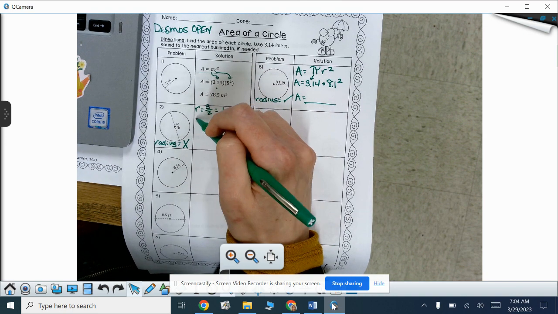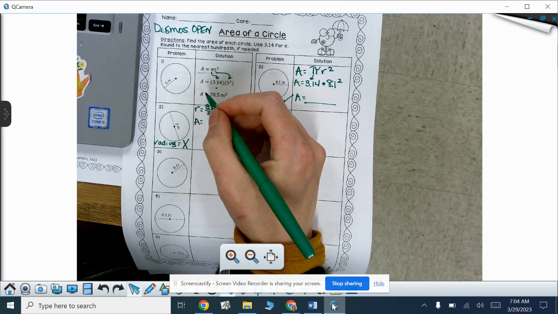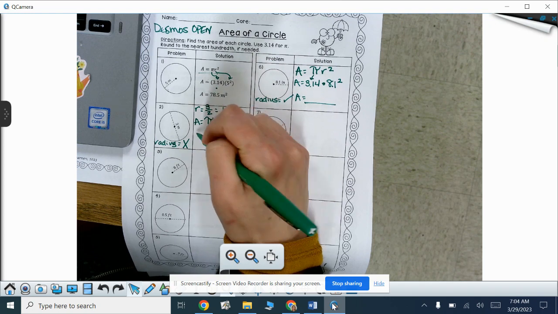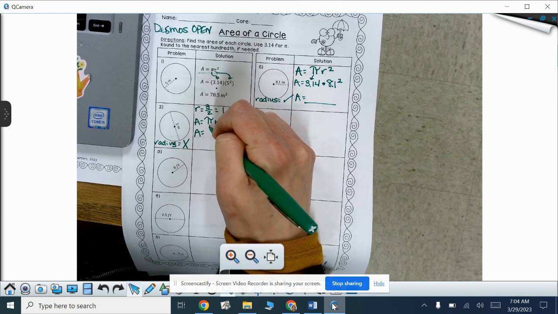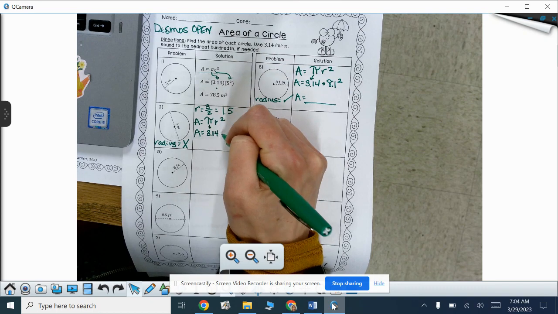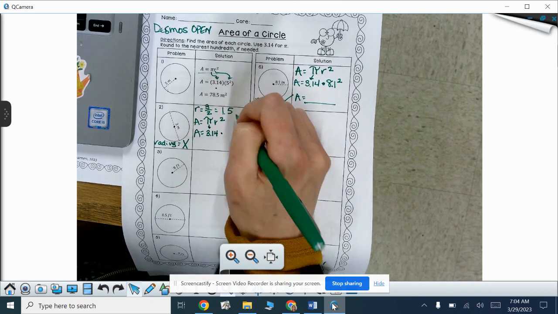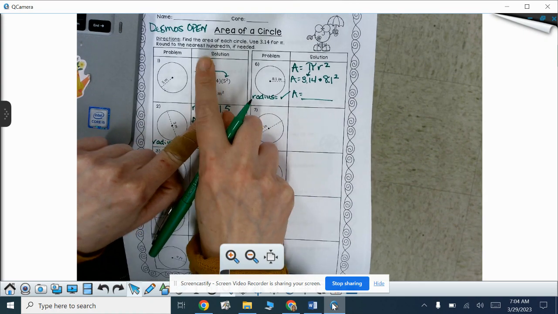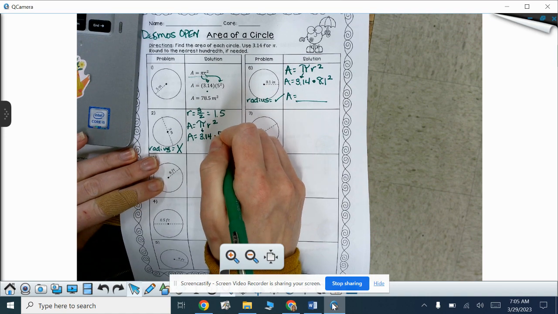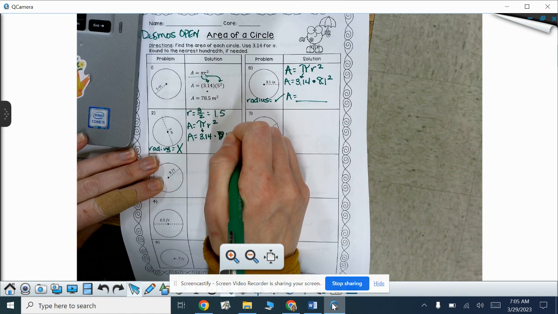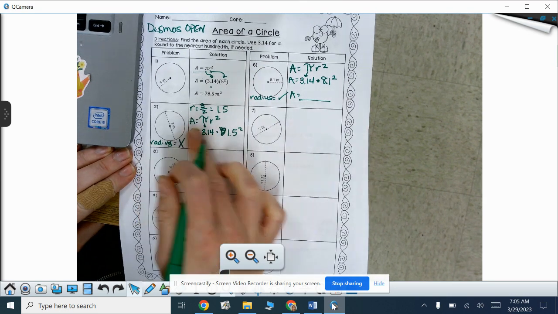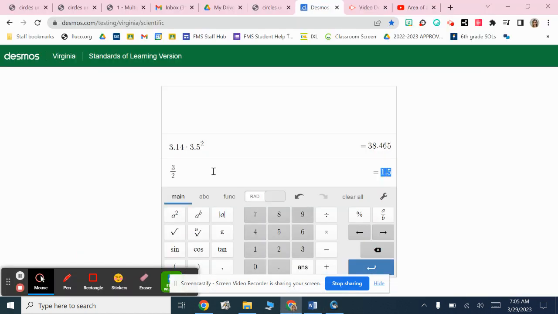Can I go ahead with the area formula? Absolutely. My area formula is pi r squared. So that means my area is going to be equal to 3.14 for pi, times my radius, not my diameter, my radius, because I need r for radius. My radius squared. And you guys are going to put that into Desmos. I've given you this. All you're going to do is go to Desmos just like this.